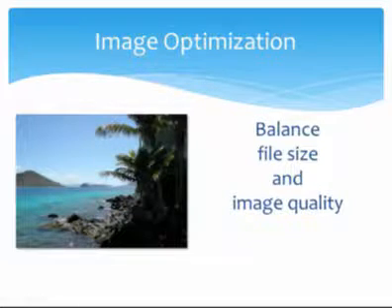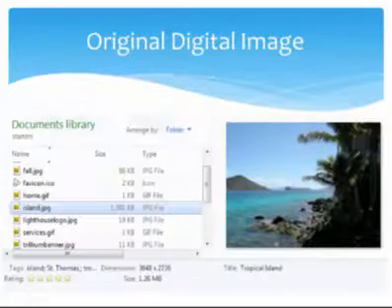Image optimization requires balancing file size and image quality. Image optimization is the process of creating an image with the lowest file size that renders with acceptable quality.